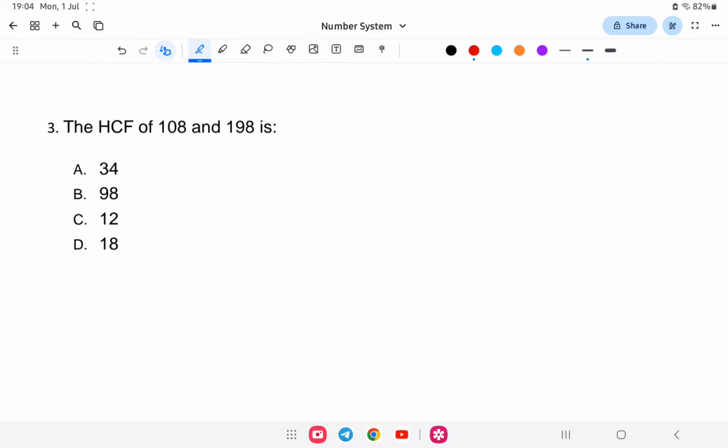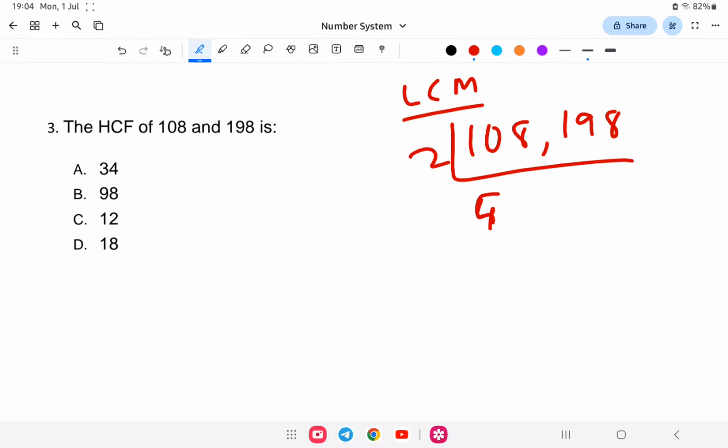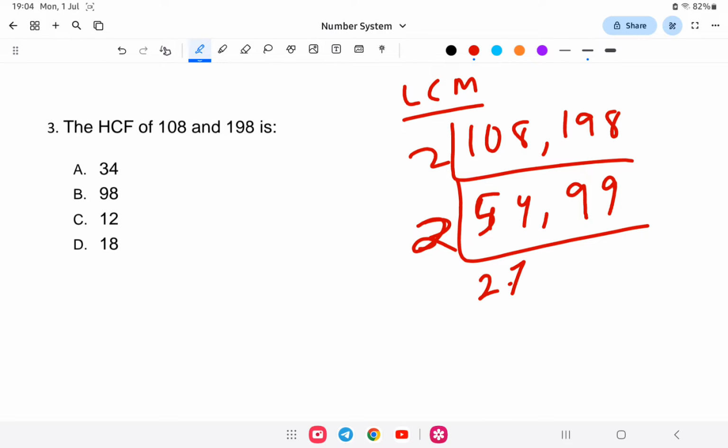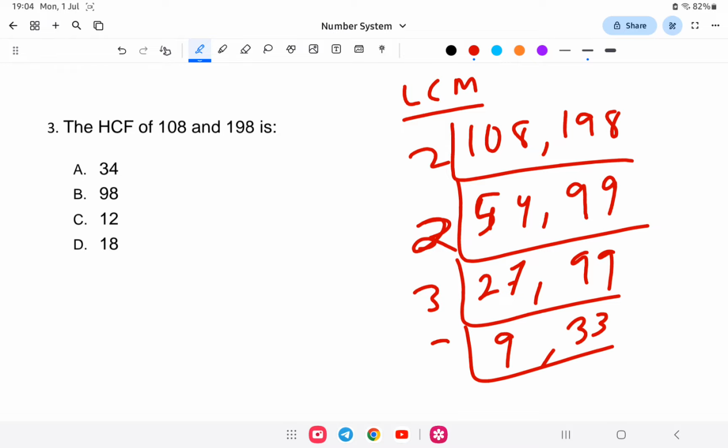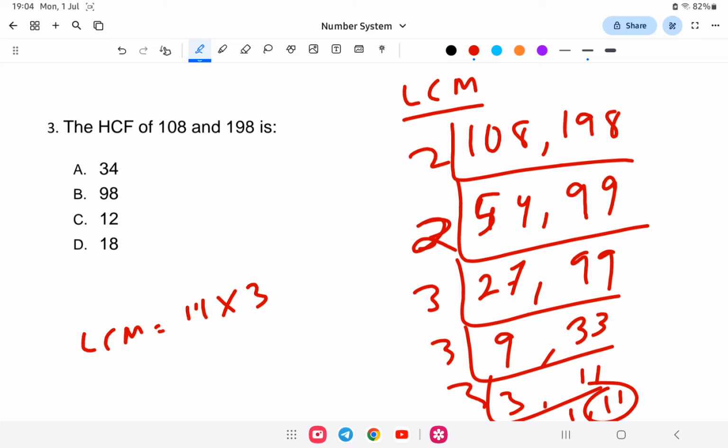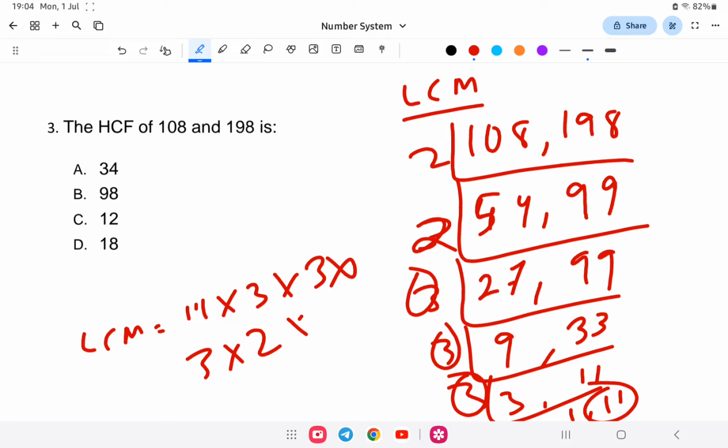So HCF is highest common factor. First, suppose we find the LCM. 2 5 is 10, 2 4 is 8, 2 9 is 18, 2 2 is 4, 2 7 is 14, 3 3 is 9, 3 3 is 27, 3 11 is 33. So LCM will be 11 into 3 into 3 into 3 into 2 into 2.